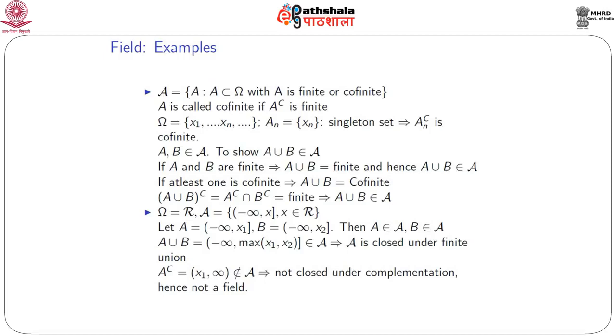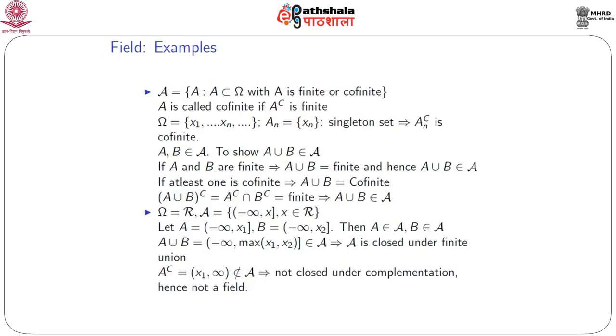If A and B both are finite, we do not have any issue, because if A is finite and B is finite, their union must be finite. And in script A, we have all the sets which are finite or cofinite. So, A union B will be finite and belongs to script A. Now, what will happen if at least one of them is cofinite? If at least one of them is cofinite, that means their union will also be cofinite.